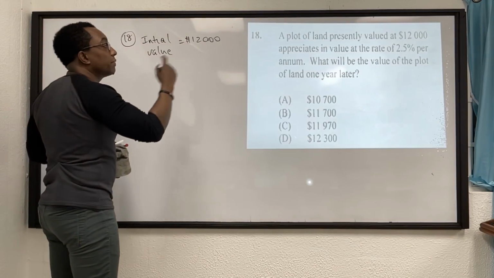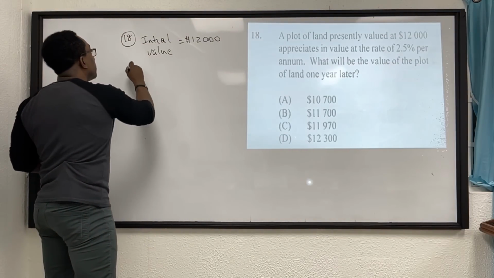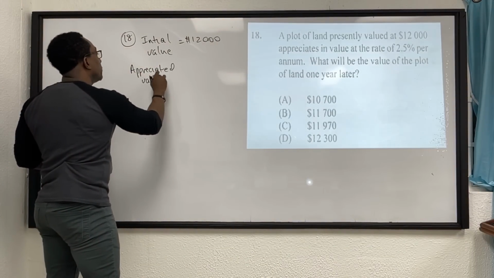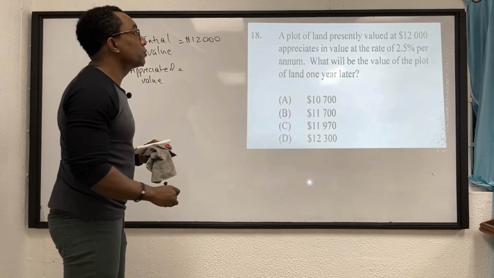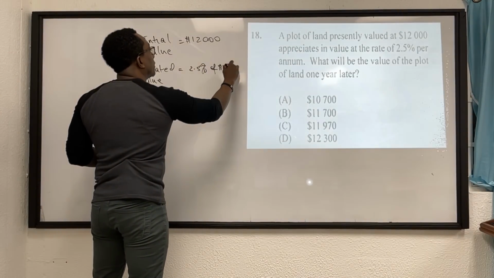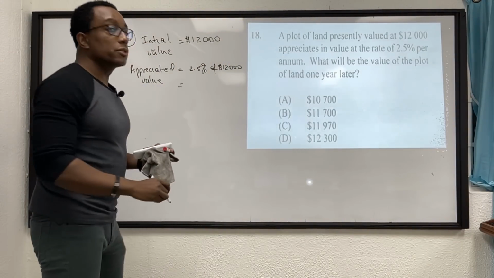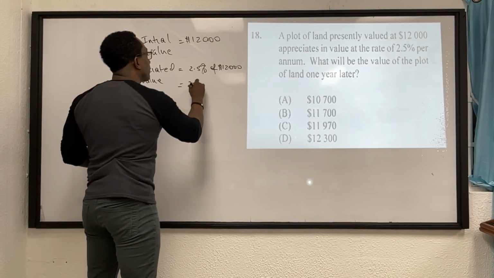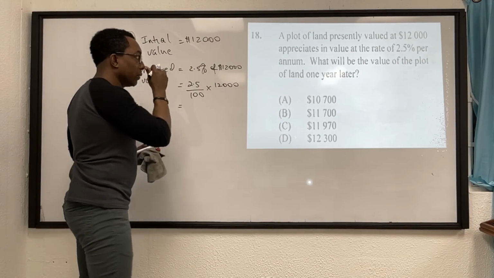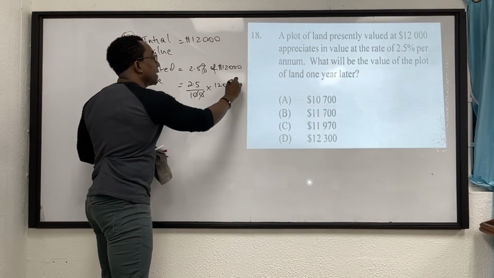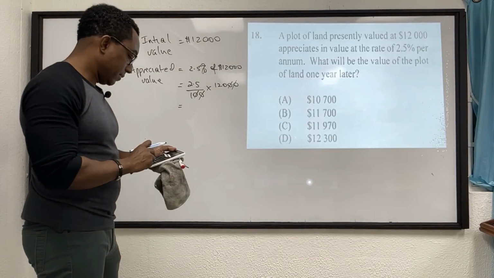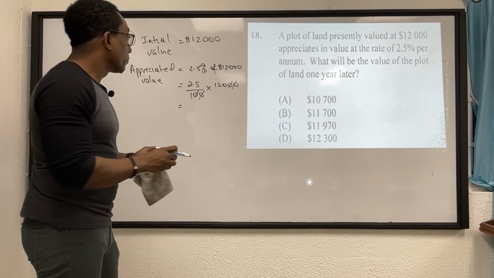So the value of the plot of land 1 year later, so the appreciated value, will be to find 2.5% of $12,000. So that is 2.5 over 100 multiplied by 12,000. So my 2 zeros cancel out, and that is going to be 2.5 multiplied by 120. So you're going to get $300.